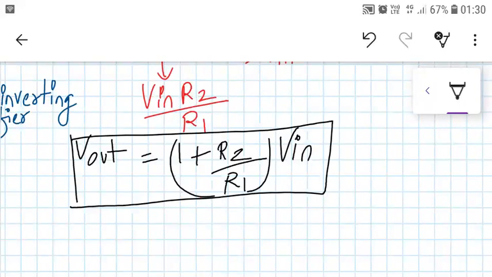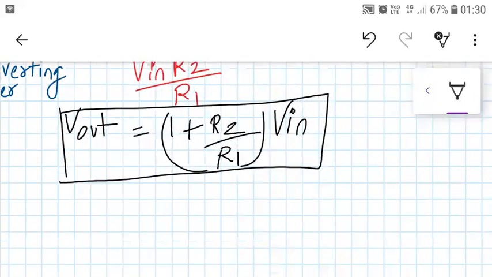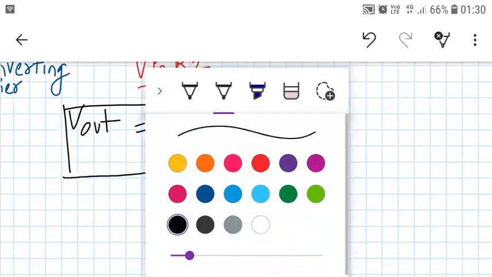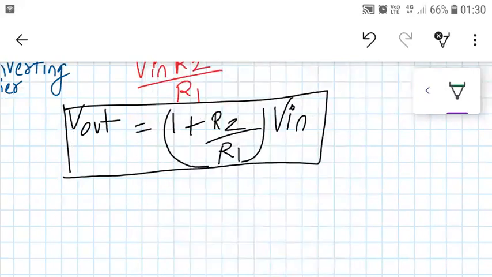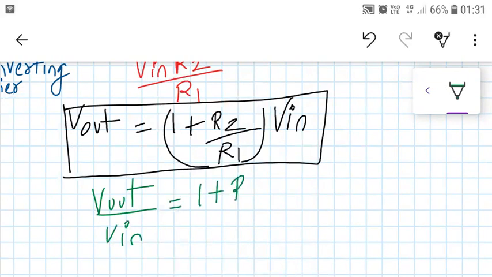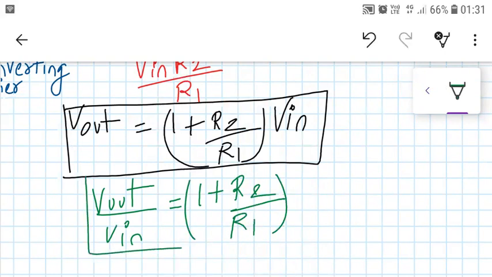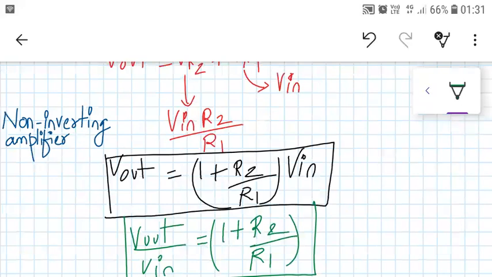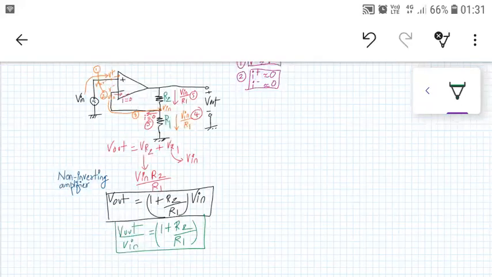If I take V in to that side, it becomes the voltage gain. So this is the same expression, and we can take this V in out in the next step. So this is my final expression over here. V out divided by V in is equal to 1 plus R2 upon R1. This is my expression for the gain of a non-inverting amplifier using the virtual short technique.